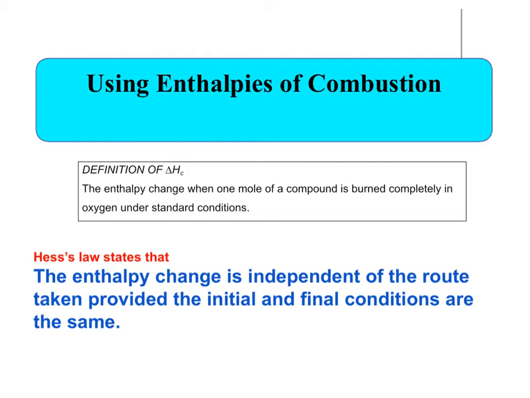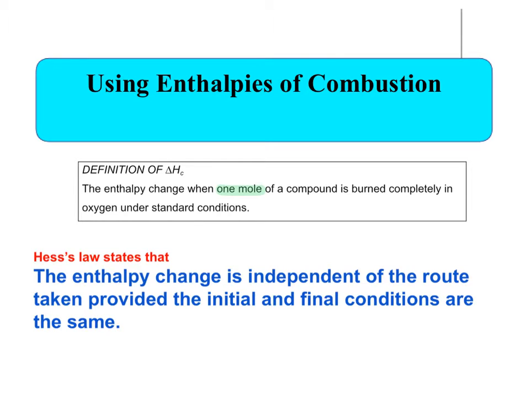Hi Year 13, this lesson we are going to continue with our energy cycle studies, but rather than use delta HF like we did in the last lesson, we are going to use delta HC values. Now a quick refresher of the definition. The definition of the delta HC, the standard enthalpy of combustion, is the enthalpy change when 1 mole, and the 1 mole is really important, of a compound is burned completely in oxygen under standard conditions.